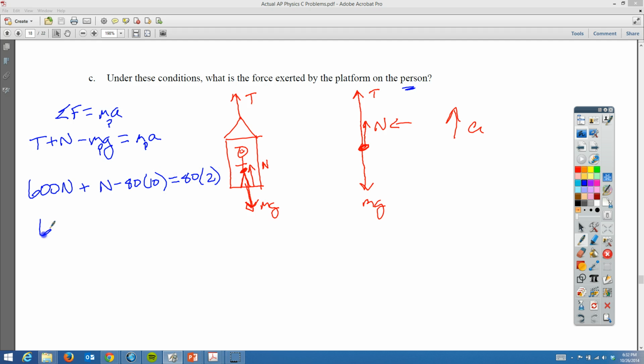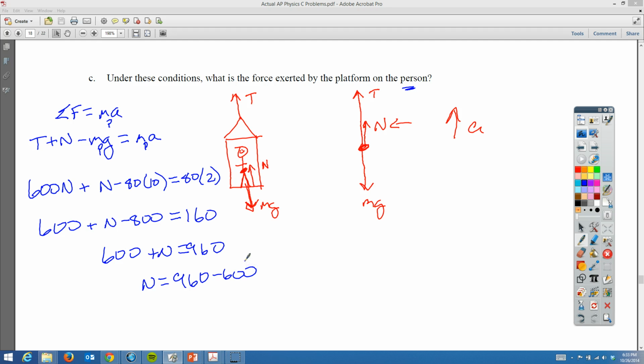So let's go ahead and do some math here. We've got 600 plus N minus 800 is equal to 160. Let's go ahead and add the 800 to both sides, so that'd be 600 plus N is equal to 960. So now our N is equal to 960 minus 600. And at this point we end up with 360 newtons is the normal force on the person from the elevator floor.